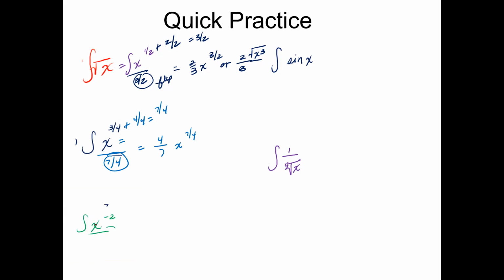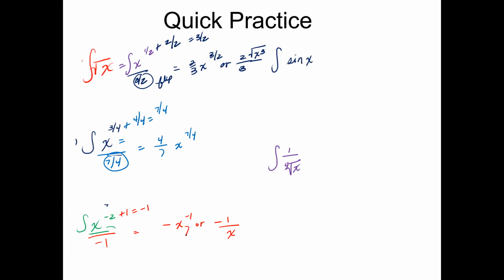If I have a question that looks like the integration of x to the -2, again you still add the 1, which is -1. You're going to divide it by -1. So your answer is negative x to the -1, or -1 over x. Oops, let's get rid of that. There we go.